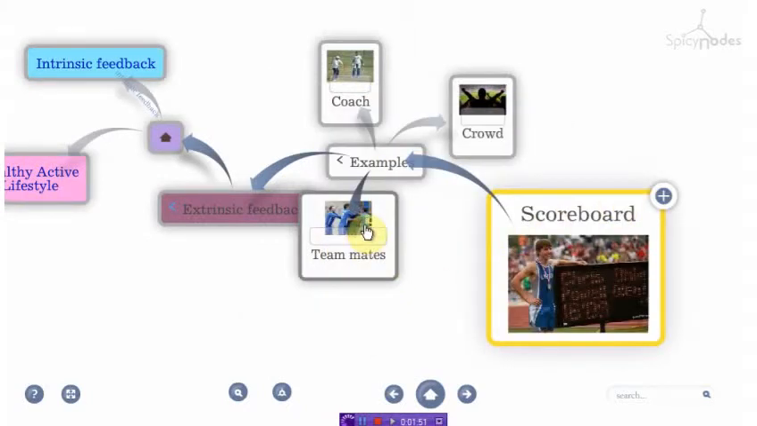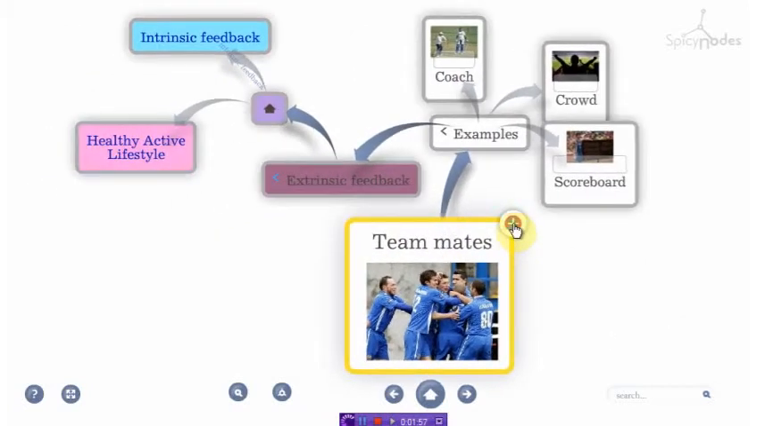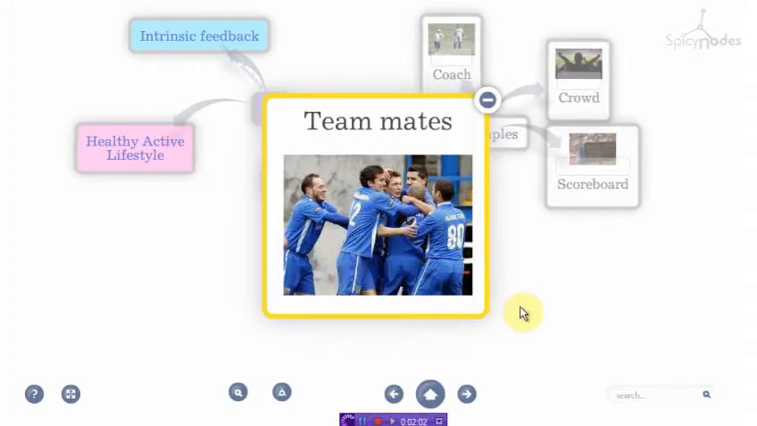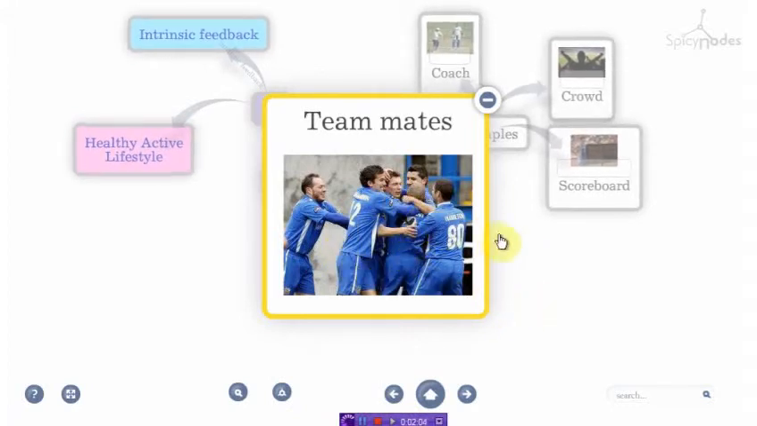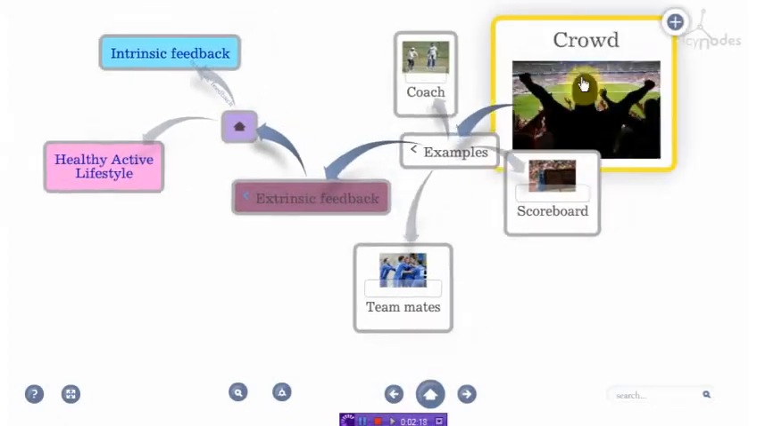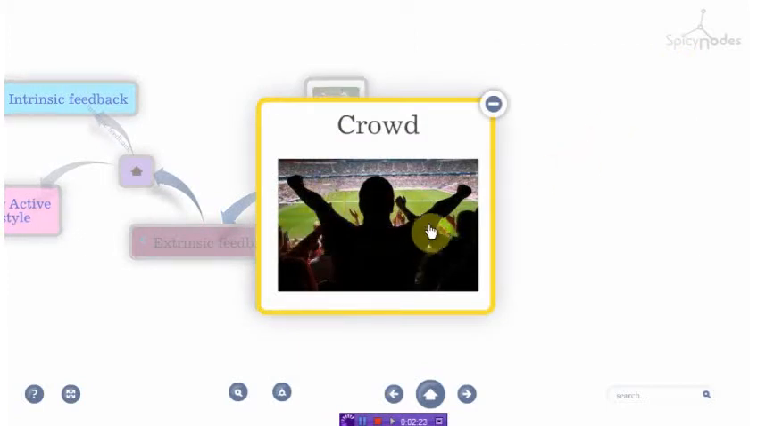We've also got as a possibility, as an example, teammates. Now if you've performed well, in this case it's some footballers here. One would imagine that one of the footballers has scored a goal and he's being congratulated by his teammates. So if you perform well, your teammates let you know, in this case with some kind of celebration. And similarly, another example could be you get information about your performance from the crowd. Again, in this case, footballers cheering, possibly because one of their players has scored a goal.